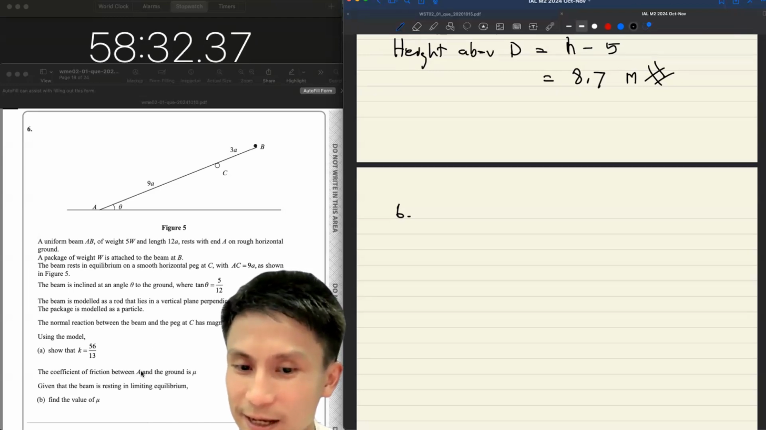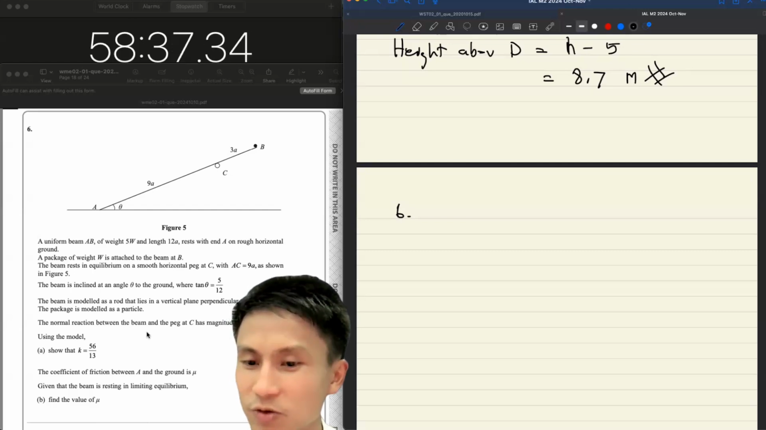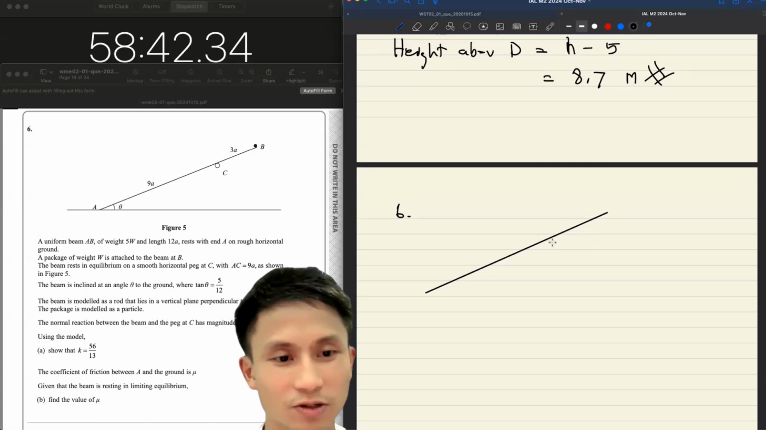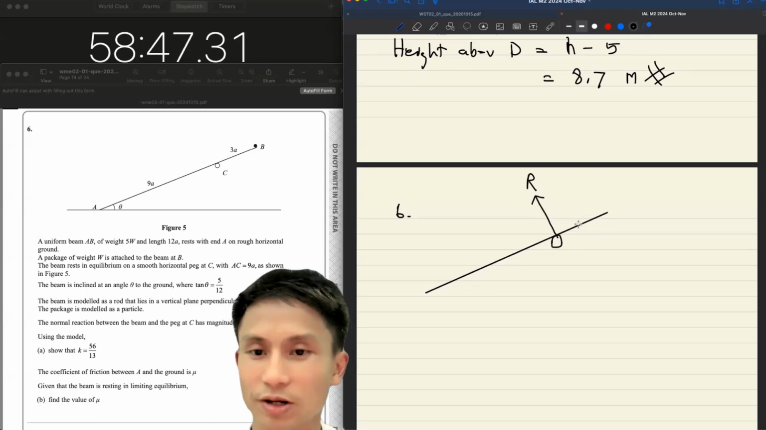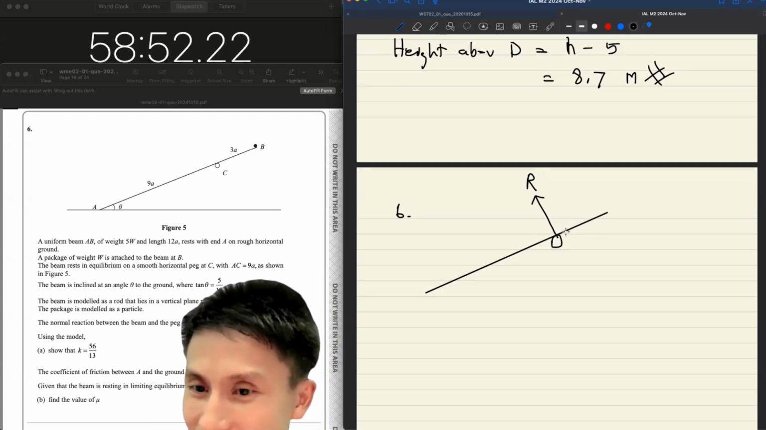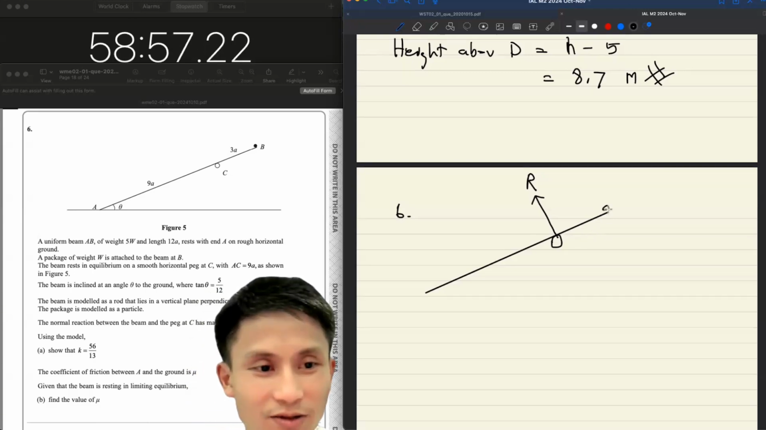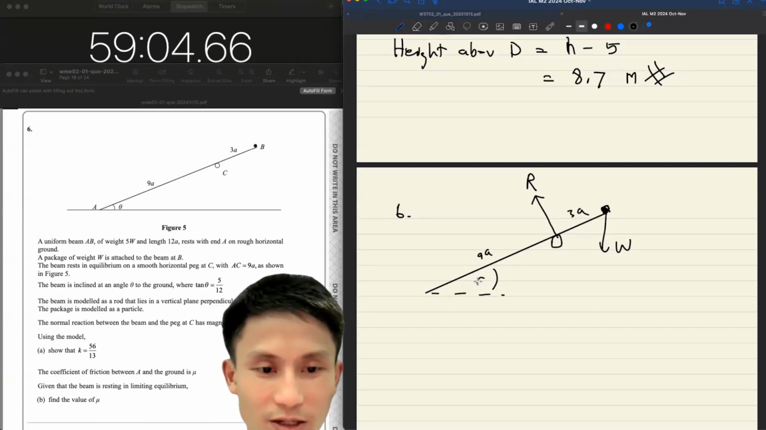Okay. All right. So the normal reaction between the beam and the peg. Okay. So let me draw that quickly. So this is the peg here, and that is the normal reaction. Yeah. This is what we want. There's a black dot there. The black dot there is a package of weight W. Okay. This is a package of weight W. This is 3A, this is 9A, this is angle theta, this is A, C, and B.